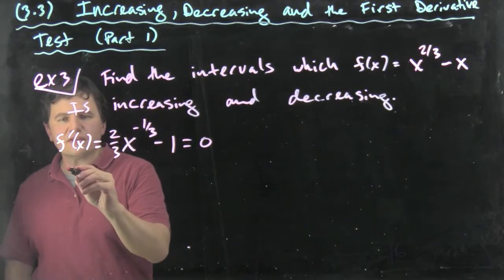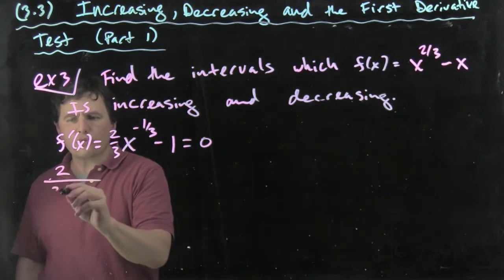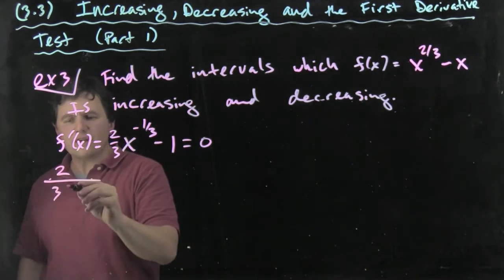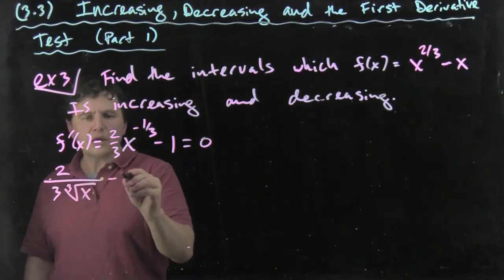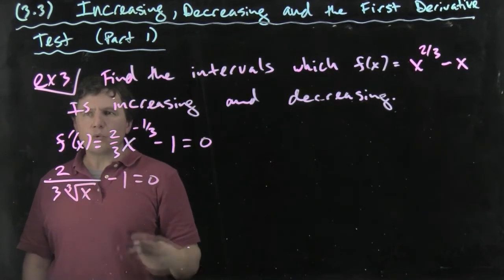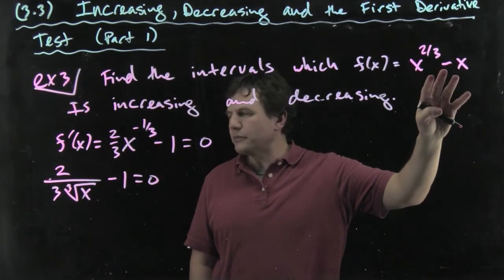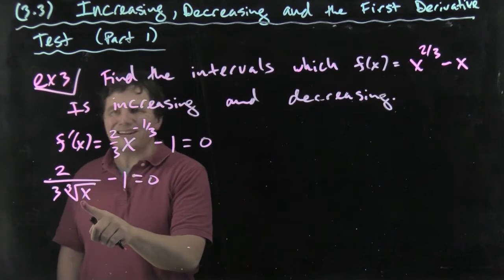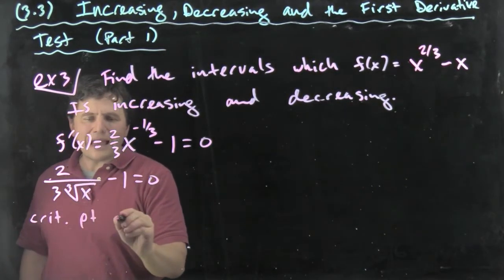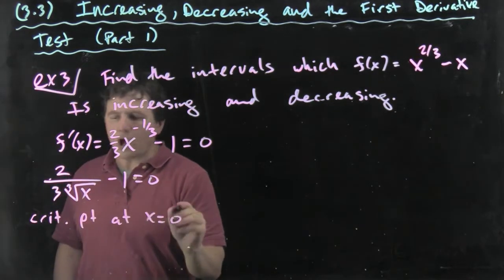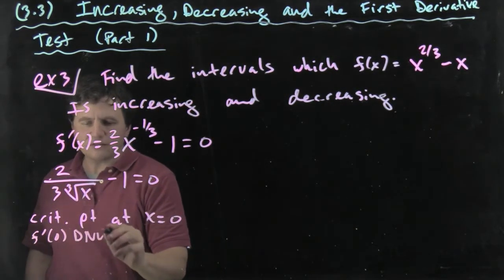So I'm going to rewrite this thing as 2/3, and then realize that negative exponent moves to the denominator. I'm going to call that the cube root of x, minus 1 equals 0. So right away I see a critical point. As I mentioned, all values are fine here, but we get a 0 in the denominator. So that means we have a crit point at x equals 0 because f prime of 0 does not exist.